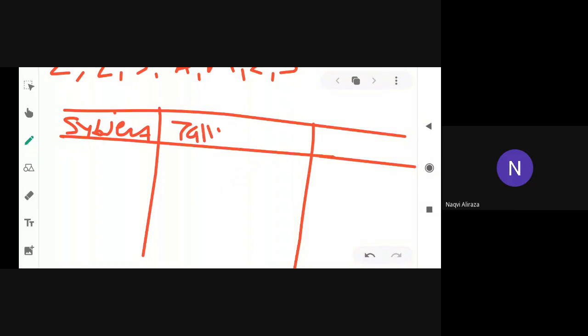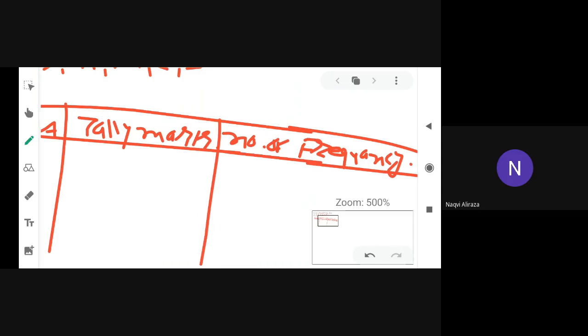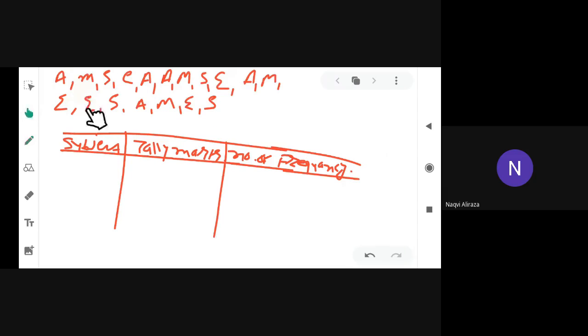Then we prepare tally marks, and then we count the tally marks, the number of frequency. It is known as frequency. Okay, now please see here. For example, first of all, we are counting arts. So we are writing here arts, maths, science, and English. There are four subjects here. Now for arts, we are counting here. Please see carefully.